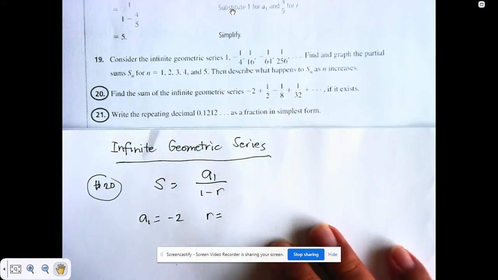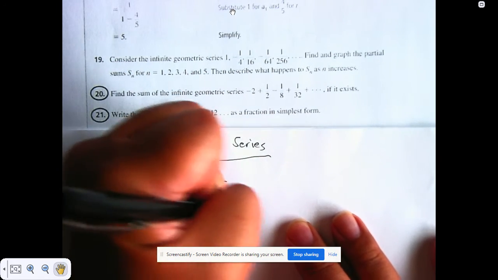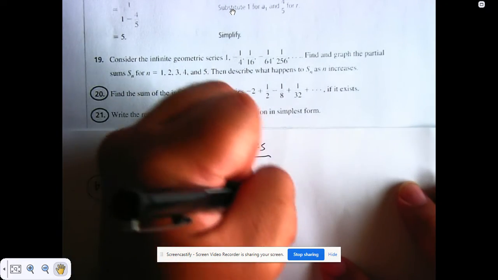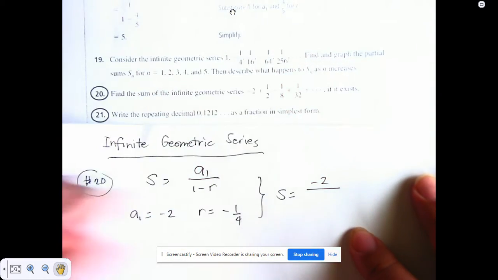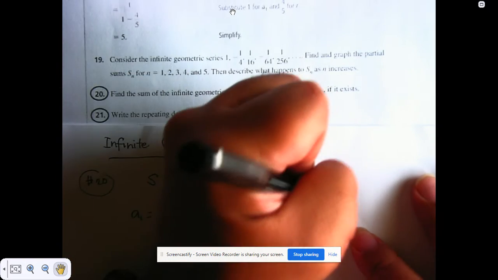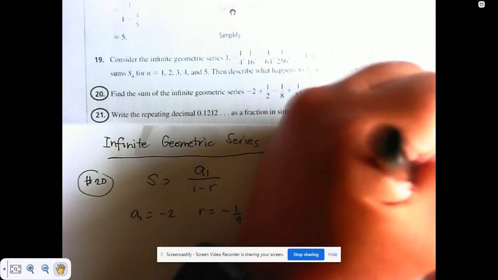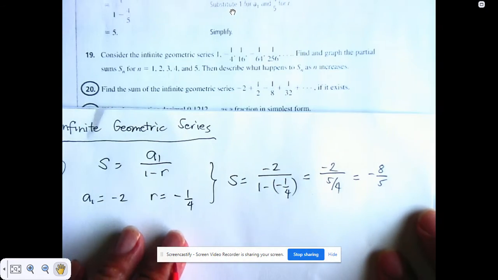And then r is actually equal to what? Negative 1/4. So you multiply by negative 1/4 every time. Plug this in. S is equal to negative 2 over 1 minus negative 1/4. That's going to give you negative 2 over 4/4 plus 1/4, which is 5 over 4, or simply negative 8 over 5. There you go.